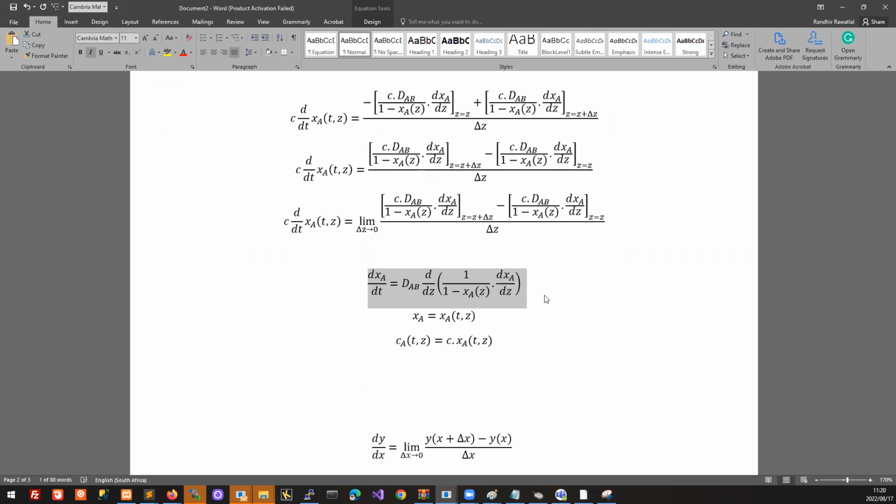Okay, so a PDE is a partial differential equation. So these should actually be written as partials.